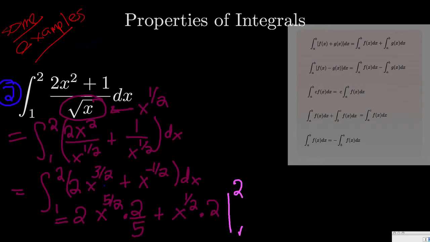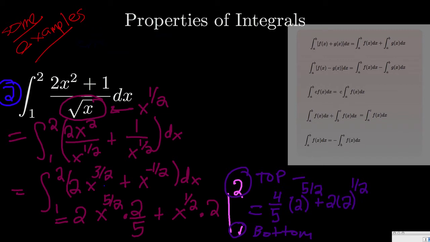Okay, so we just plug these guys in, and again, top minus bottom. If you plug in 1, we get 4/5 plus 2. And this whole thing is going to equal approximately 4.55 for now. That's about how much it is.